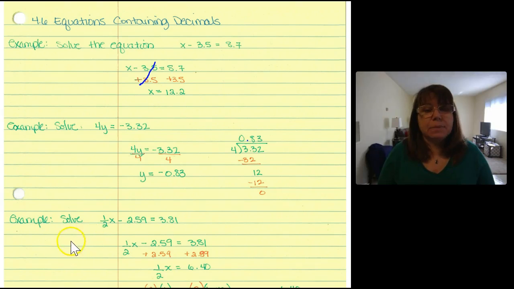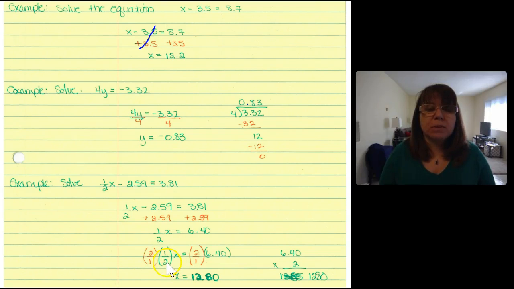For another example, 1/2 x minus 2.59 equals 3.81. I'm going to start off, I'm not going to convert everything to decimal yet. We'll see if we can get through this problem without having to convert to decimals for the 1/2 anyway. I'm going to add 2.59 to both sides. So I have 1/2 x equals 6.40.